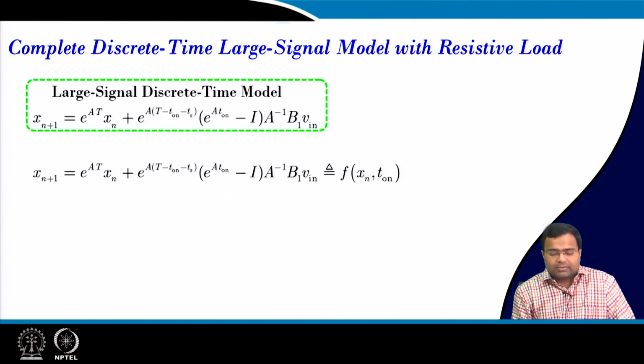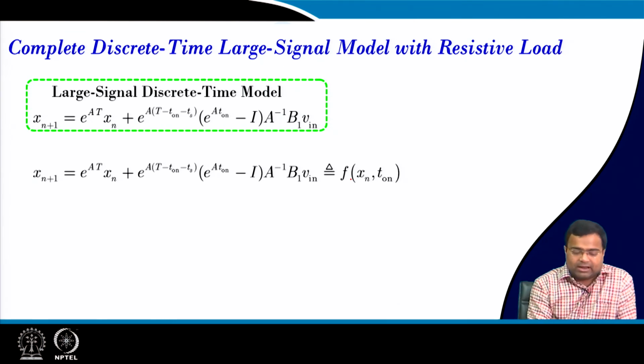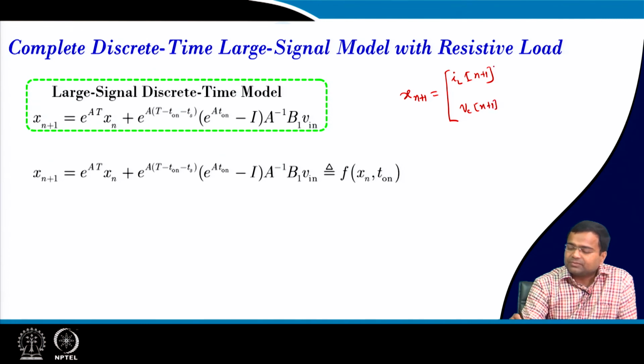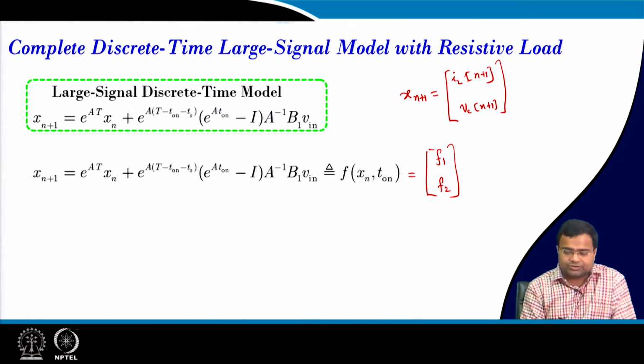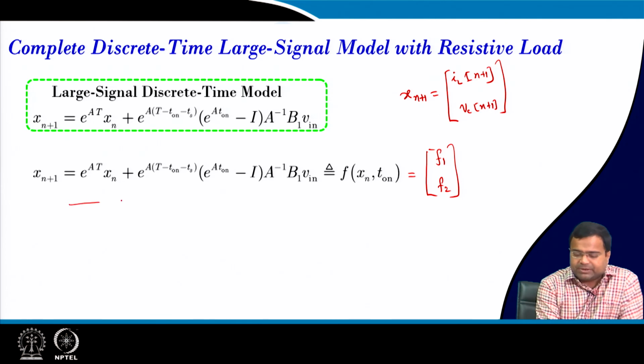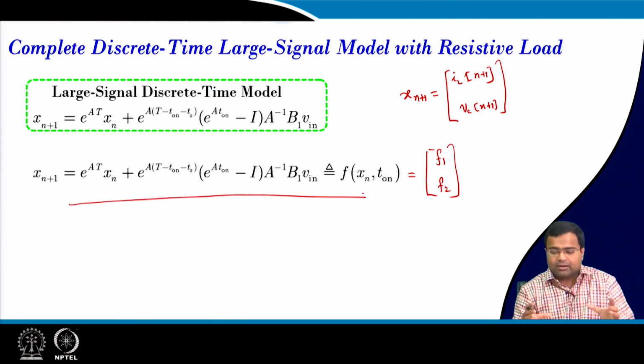And we will take this complete discrete time model as a vector function, because this xn plus 1 is basically a vector consisting of iln plus 1 and vcn plus 1. So, naturally this one will be a vector consisting of f1 and f2. Why are we writing this? Because we want to show that the large signal model can be used to derive the discrete time small signal model using Jacobian approach. Okay. So, right now I am just representing this in the complete vector form.